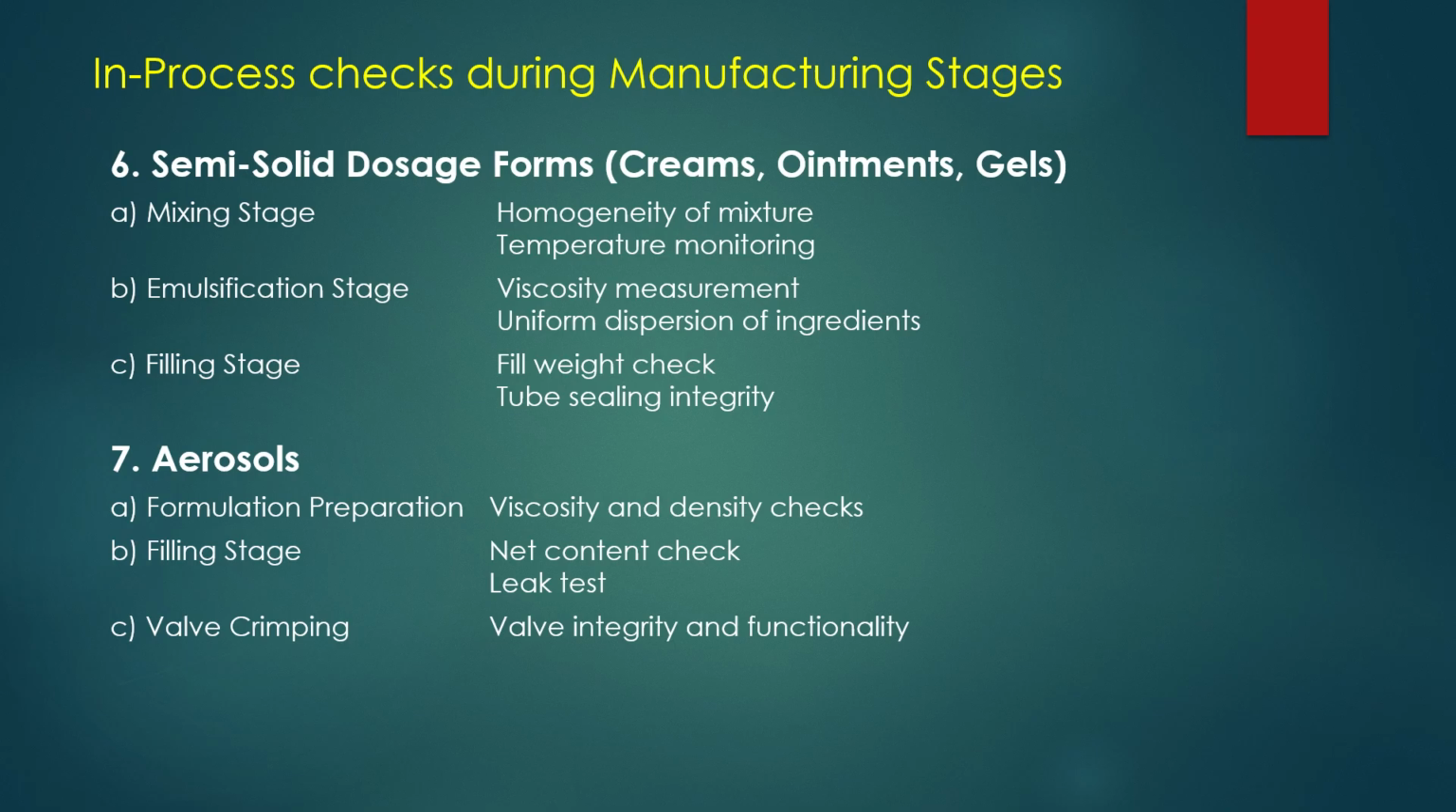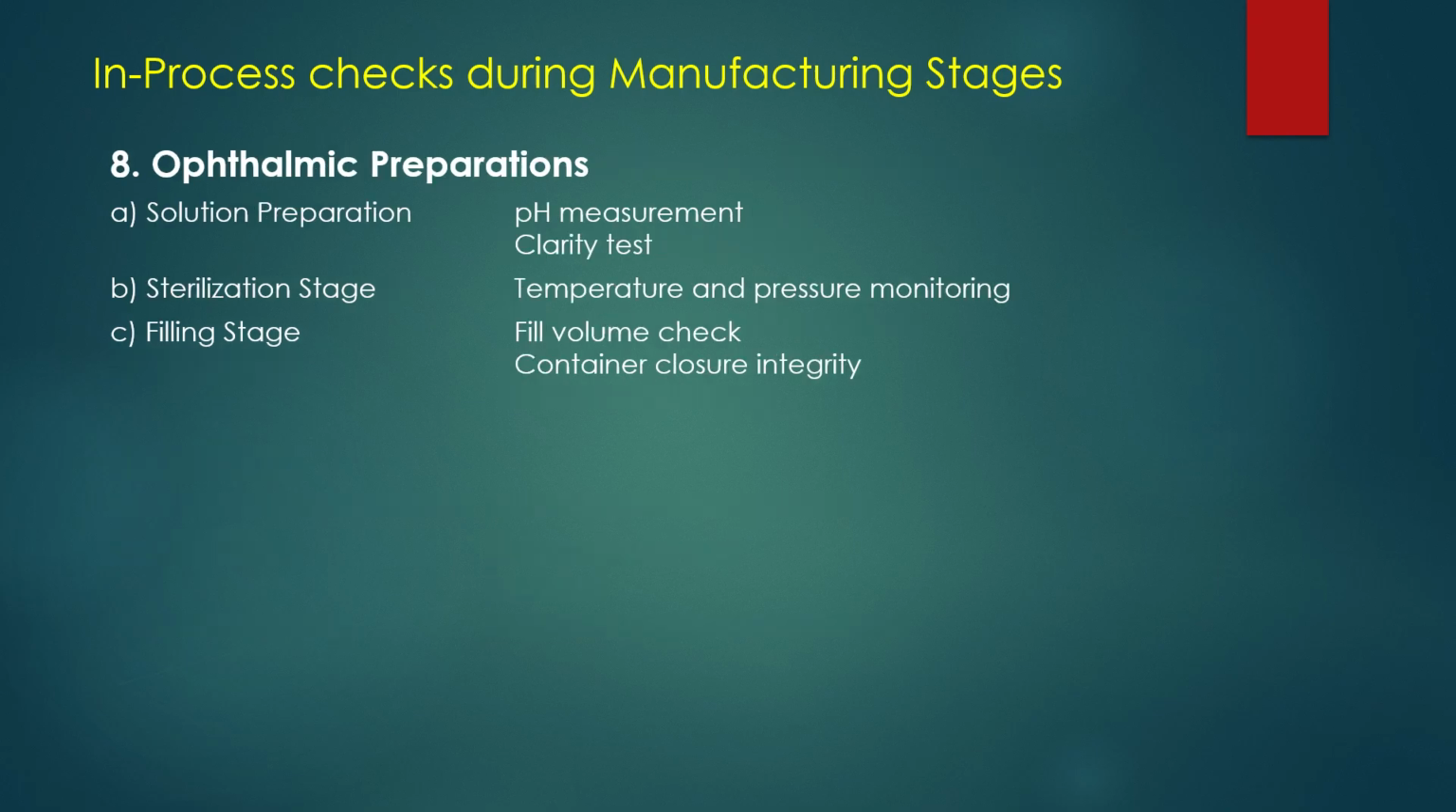During aerosol manufacturing, in-process checks are performed at different stages to ensure product quality and performance. During emulsification preparation, viscosity and density are checked. The filling stage includes net content and leak testing, while wall crimping involves checking wall integrity and functionality.